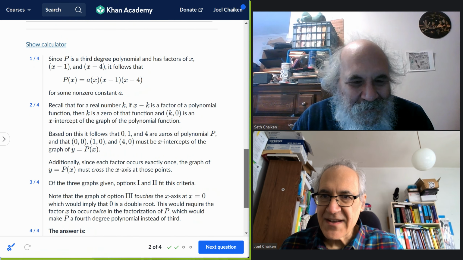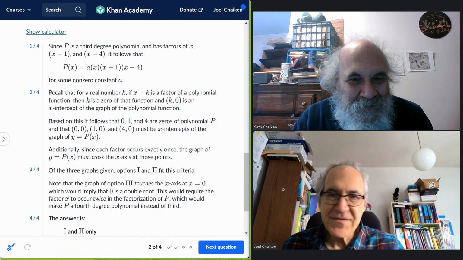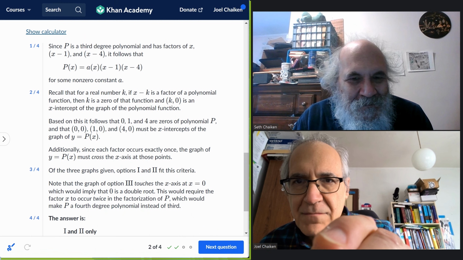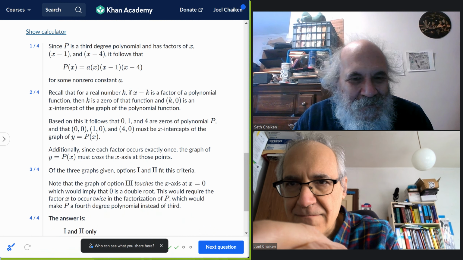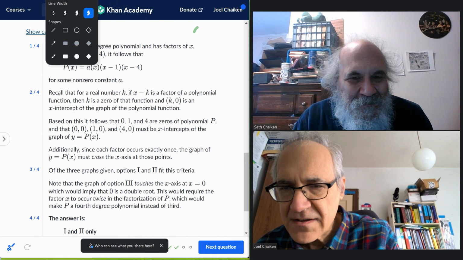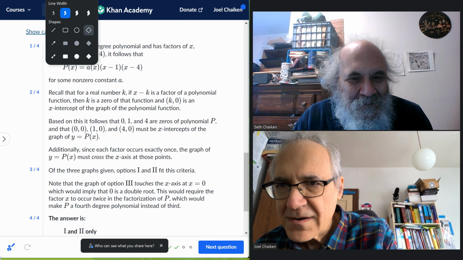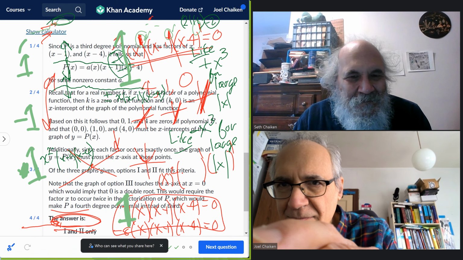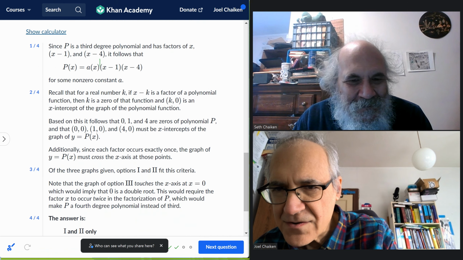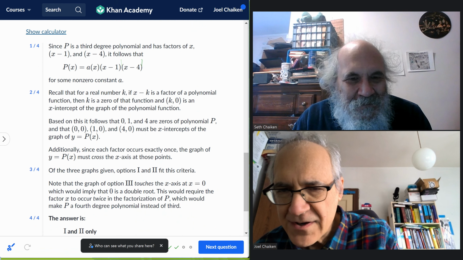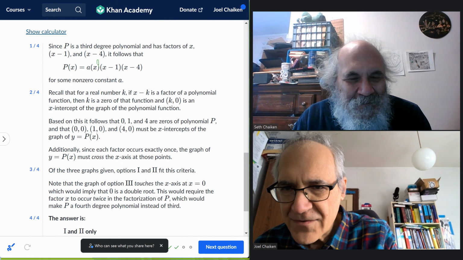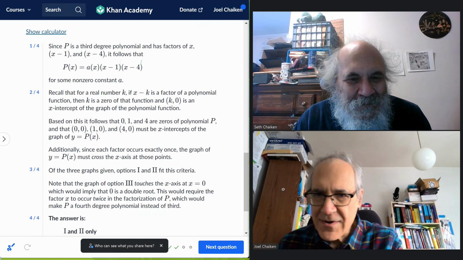Okay, since P is a third degree polynomial, that's right. That was really important. It follows that it has the factors where these, what to call multiplicities, these things are to the first power, to the first power, to the first power. First power, first power, first power.